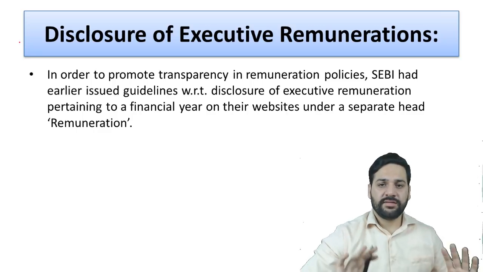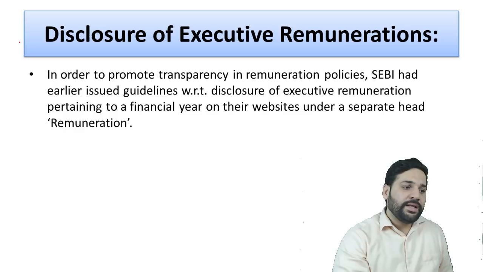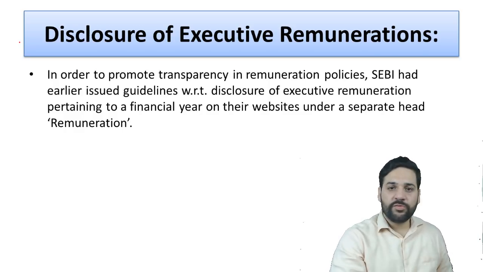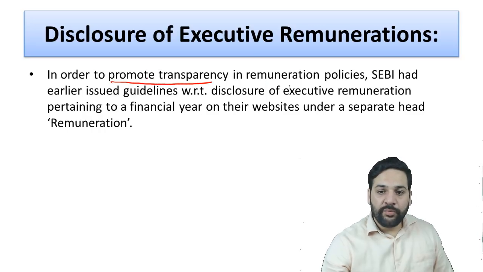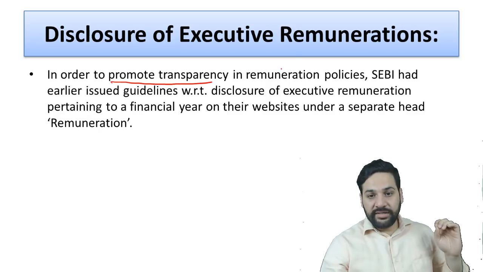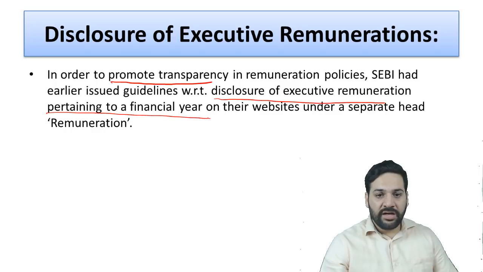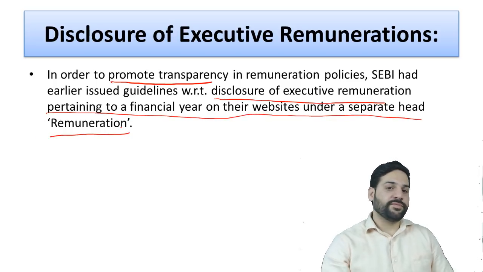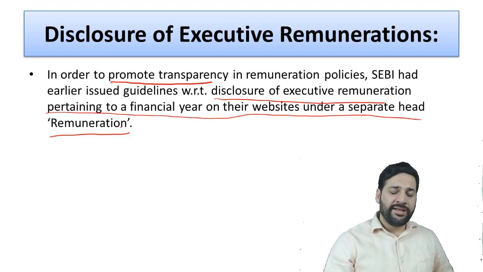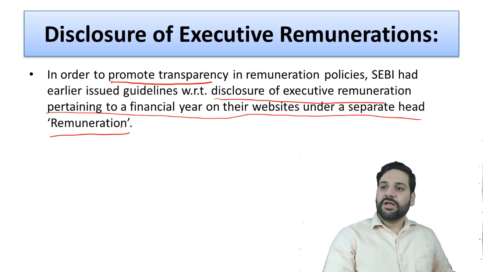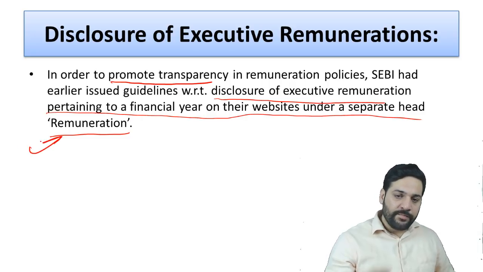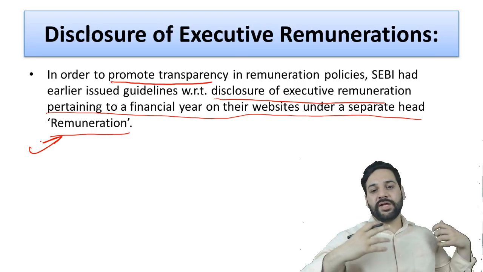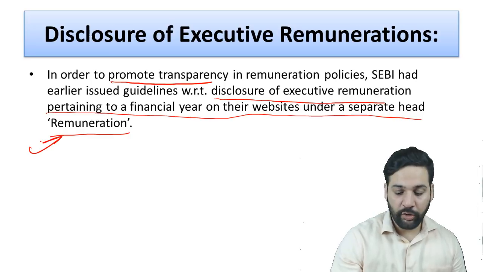Let's start. Today we are discussing mutual funds. I hope you are already aware of the concept of a mutual fund. It is a pool of money. The AMC needs to pay remuneration or salaries to its executives. As per SEBI, in order to promote transparency, AMCs need to disclose the executives' remuneration pertaining to the financial year on their website under a separate head named remuneration. All the AMCs, like Reliance Asset Management, HDFC Asset Management, Mirae and L&T, have this on their websites, where they need to tell how much money they are paying to their fund managers and top executives. I hope that's clear to you.